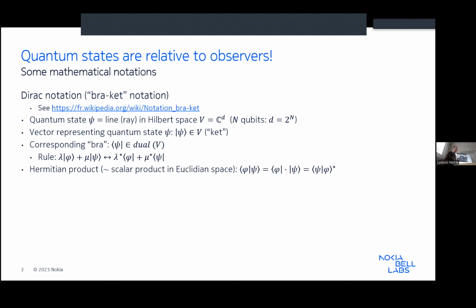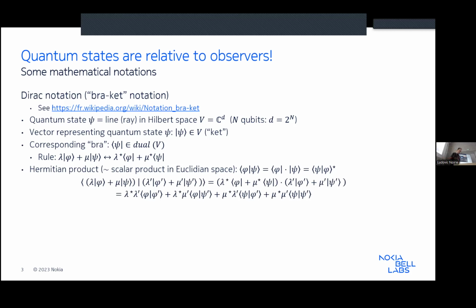This notation is useful because if we write the Hermitian product with the bracket notation, it really corresponds to something like a scalar product between the bra of the left part and the ket of the right part. And there is an important property: if you change the order of the vectors, you change bra and ket, then it is the conjugate of the initial version.